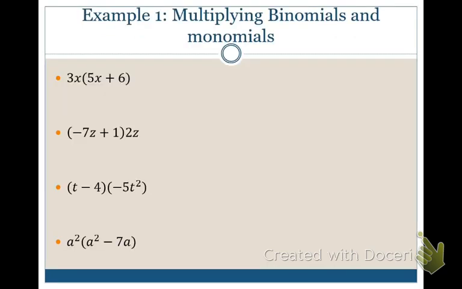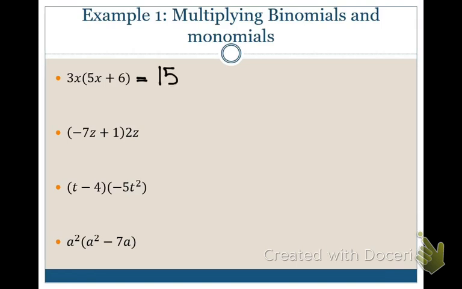So in example 1, I have a binomial, which is 2 terms, multiplied by a monomial, which is 1 term. And what we need to remember is we're multiplying here, guys. So we are multiplying the numbers. 3x times 5x gives me 15.